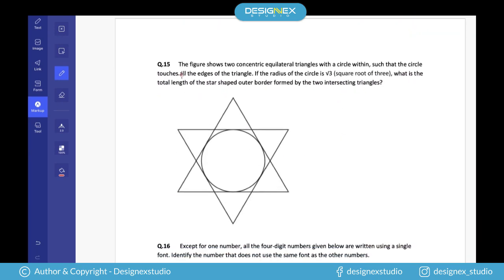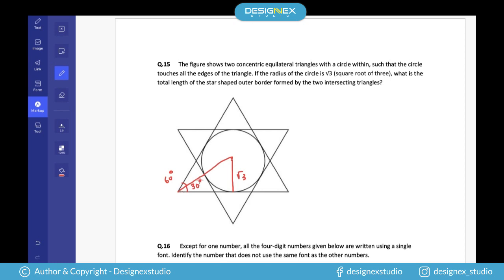Okay, so in the 15th question, what was happening was, root 3 is the radius of this circle. So you can just take one center and take root 3 as the radius. Now, if I take this length, this one is 60 degree because this is an equilateral triangle. So how much will be this? This will exactly cut it into half.